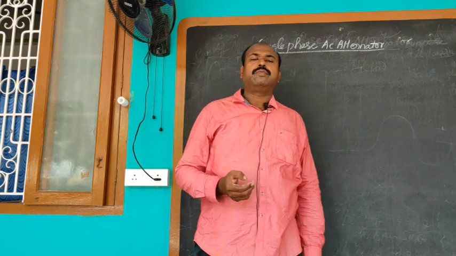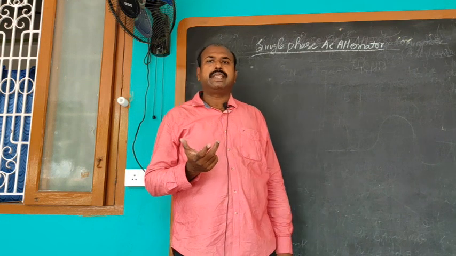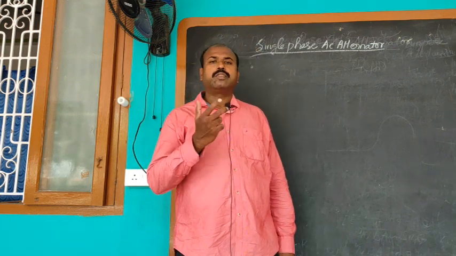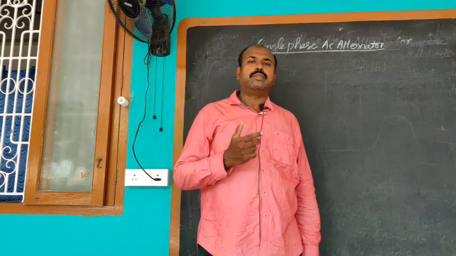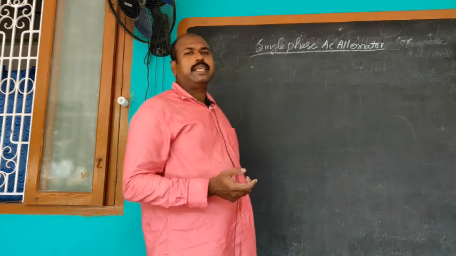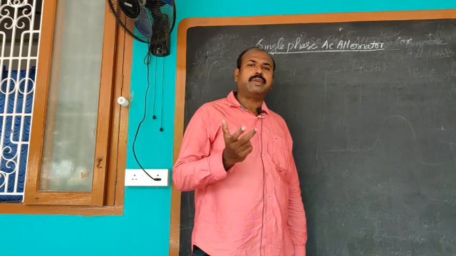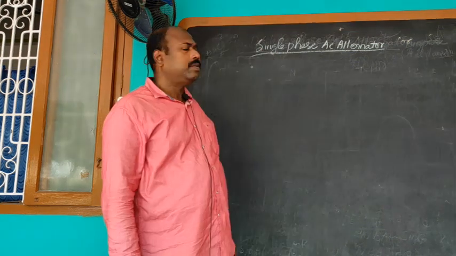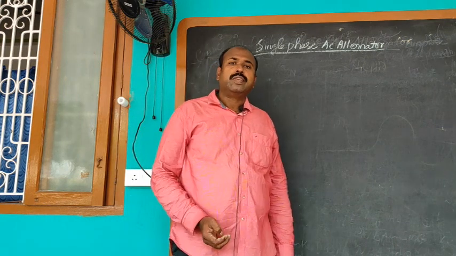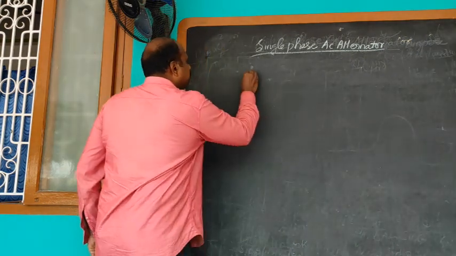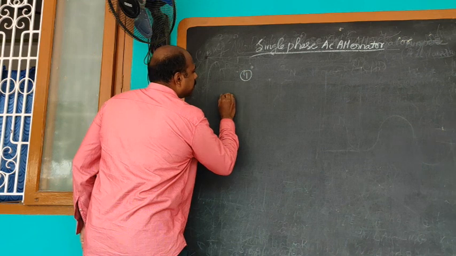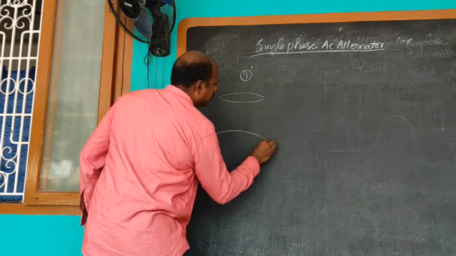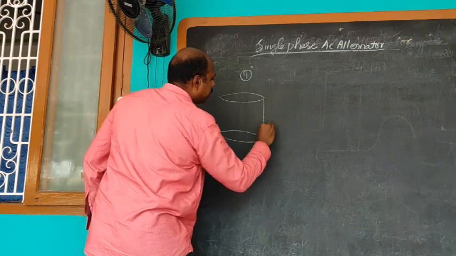Okay. So we know the major parts of an AC alternator. What are the major parts? One is the stator core and another one is the rotor. The stator, as the name suggests, is a stationary part, and the rotor is rotated inside the stator, which we know already. So we can do it in two ways. For the first way, we know that the stator core is hollow cylindrical in shape.